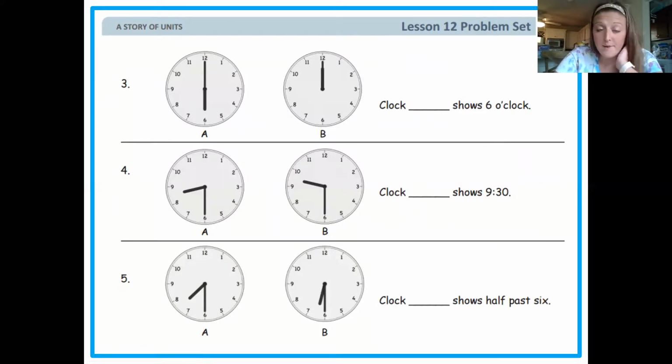You guys don't have these in your packet anymore, so I want you guys to look at the screen. You can pause it until you can answer which clock shows 6 o'clock for 3, which clock shows 9 o'clock, or 9:30, I'm sorry, for 4, and then which clock shows 6:30 for number 5. If you need time, go ahead and pause it. You can pick which one is correct.